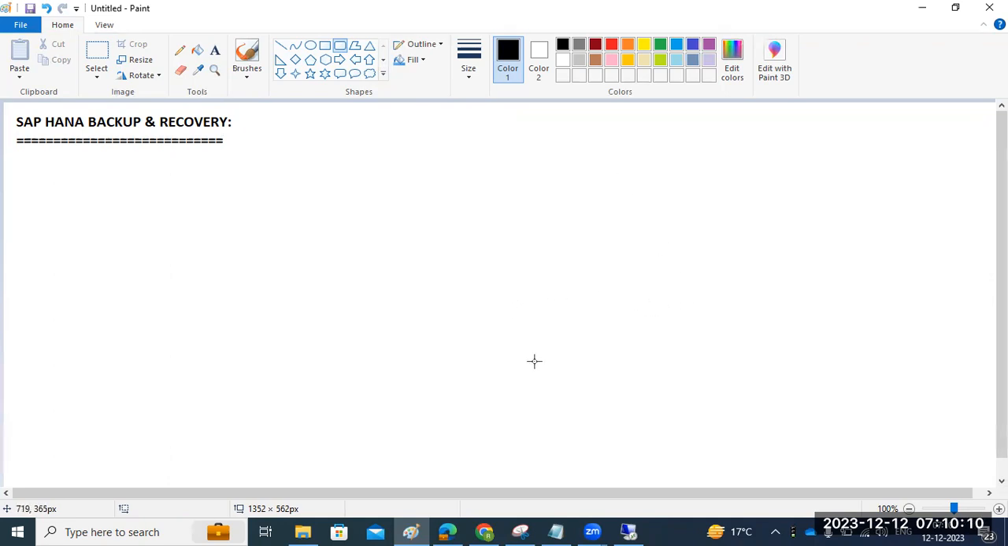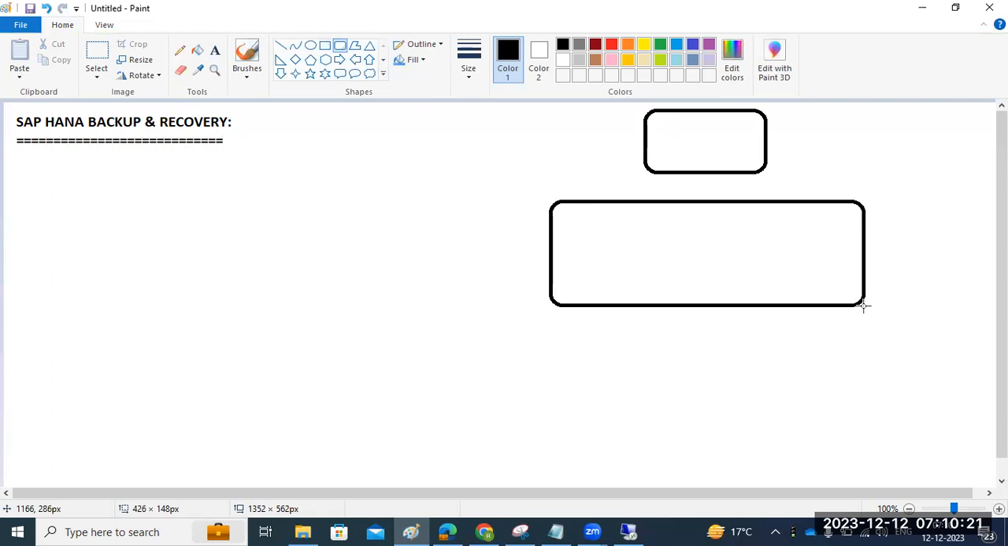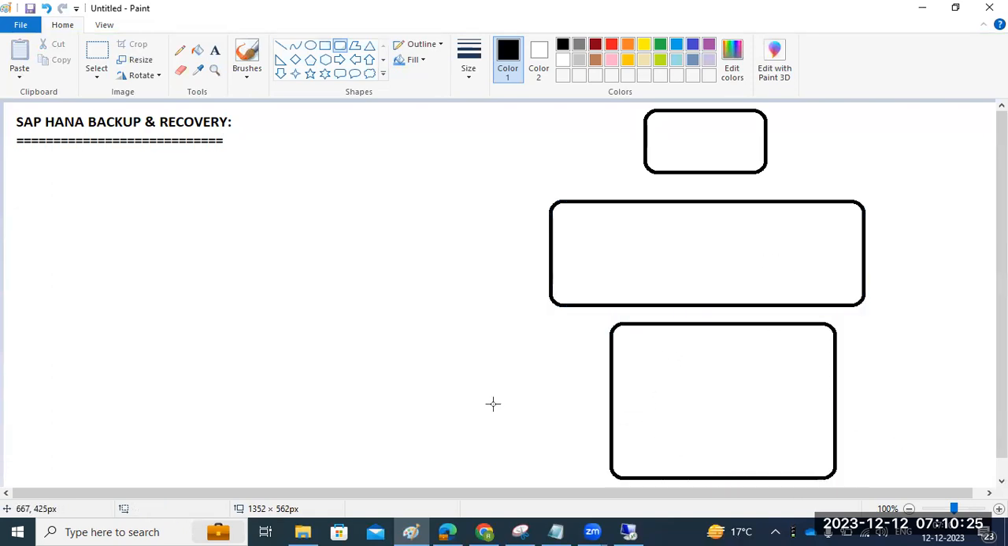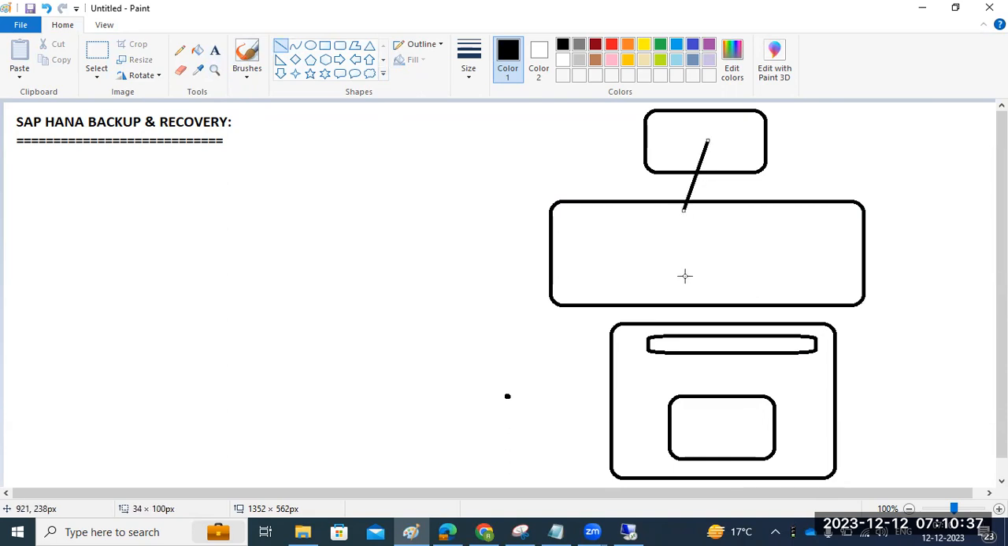So in case of any crash, normally, SAP has a three-tier architecture. This is the SAP application layer, and this is the database layer. In the database itself, this is the RAM and this is the OS-level file systems, right? You can assume it like this.